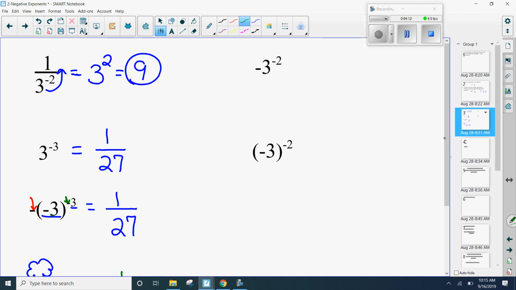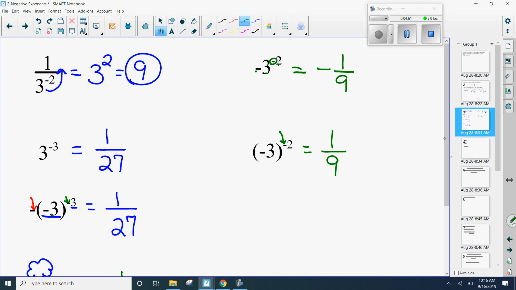We go to this one. What's your answer? Is it going to be positive or negative? Negative, because your base is just 3. Your base is not -3. The base is 3. 3 squared is 9. Flip it, and it's going to be negative. So it's -1 over 9. What's your base here? -3. -3 squared is 9. And then the negative exponent says it's going to be 1/9.